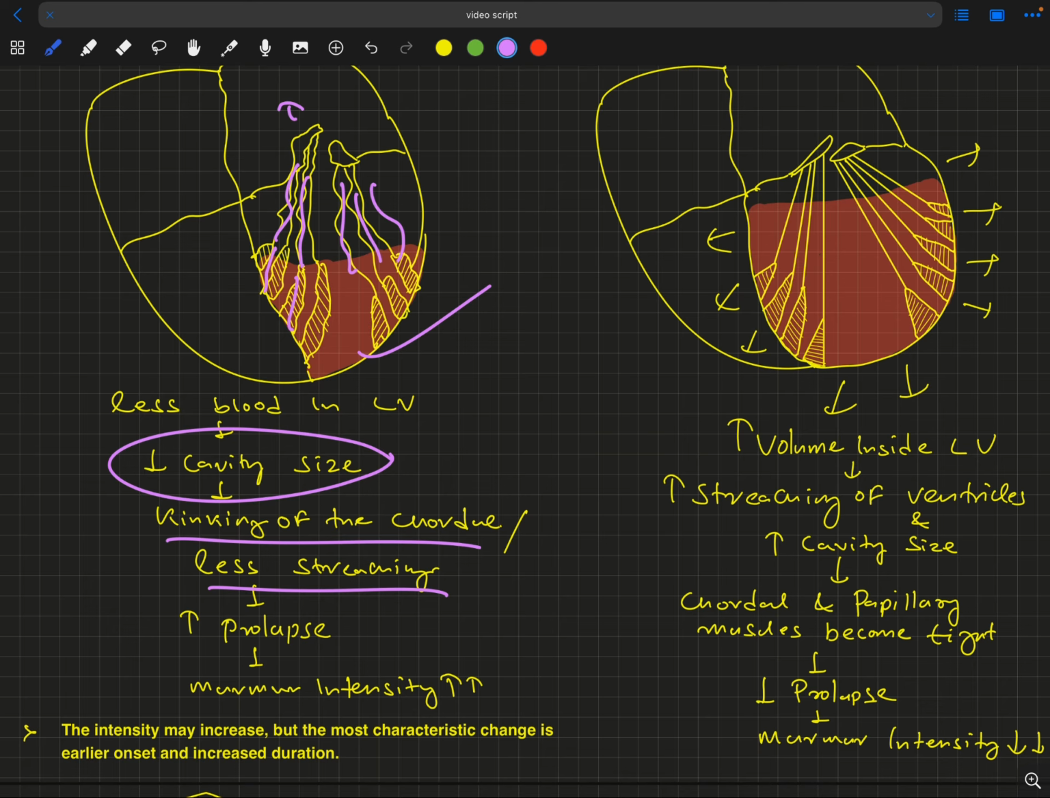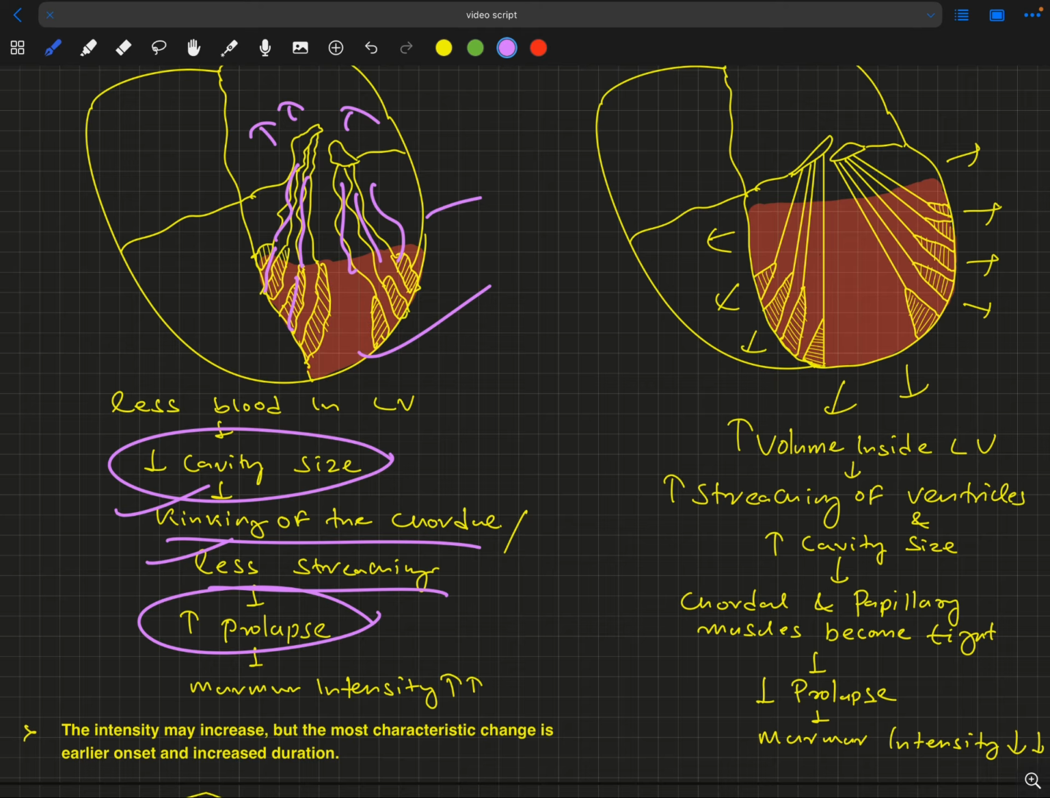The valve can move when the ventricle is contracting. So there is less stretching or kinking of the chorda tendineae. When the ventricle contracts, there will be more prolapse of the valve, which will lead to an increase in murmur intensity. Basically, in mitral valve prolapse, there is an increase in the duration of the murmur.